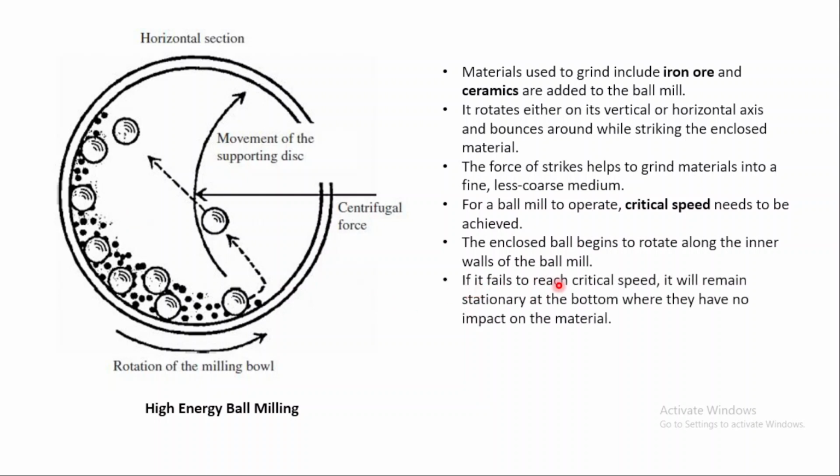Now, what happens when it fails to reach the critical speed? If it fails to reach the critical speed, the balls will remain stationary at the bottom, where they have no impact on the material. So if critical speed is not met, the rolling balls will stay at the bottom where they have no impact on the material. The material will grind, but it will not reach the nanoparticle size where we need the nanomaterial synthesis to happen.